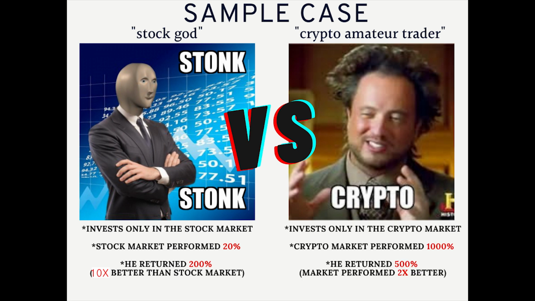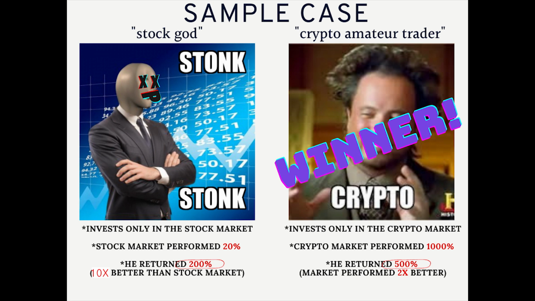Now, let's say there is also a person known as a crypto amateur trader who only invests in the cryptocurrency market, and he returned 500% when the general crypto market returned 1000%. Crypto amateur trader underperforms so much compared to the crypto market, but still returns so much better than the stock god in the first example. Of course, this is just a sample case, and we are not encouraging you to go all in with cryptocurrency.